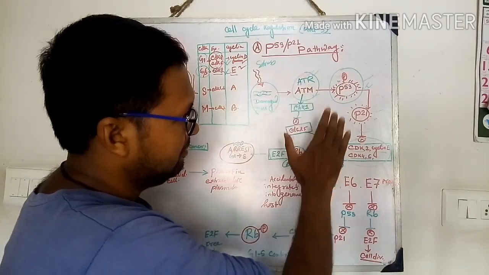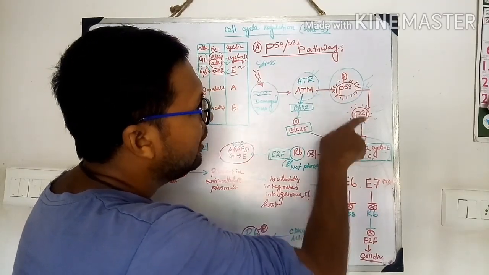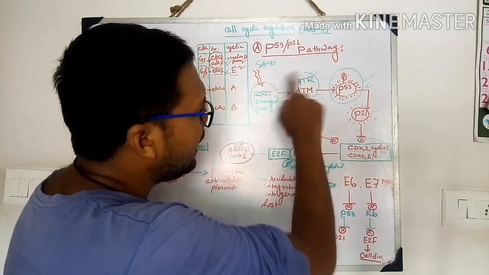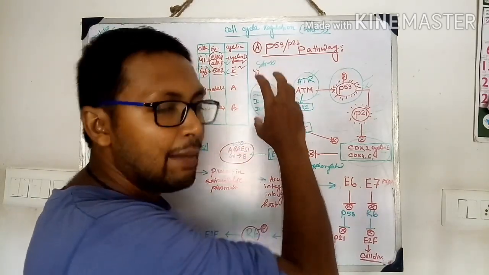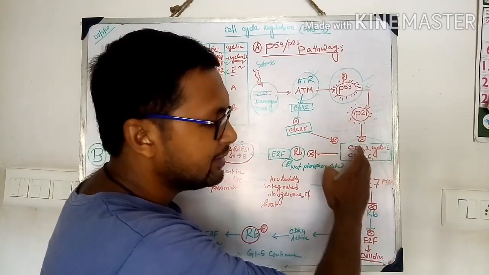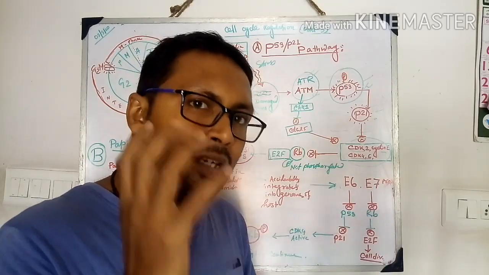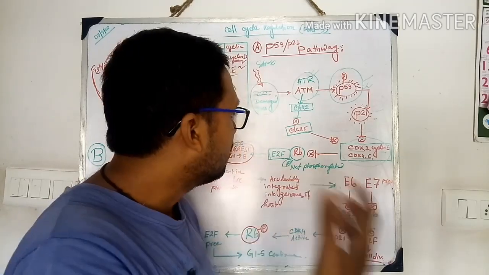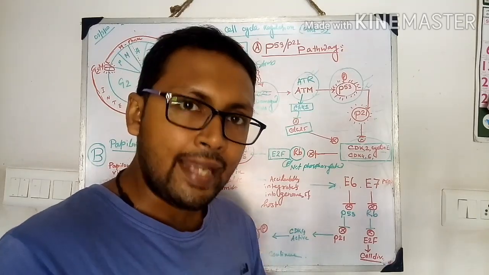If any gene in this pathway is mutated, that is P53 or ATM or ATR, then what will happen? If they are mutated, they will not be able to sense the DNA damage. Then DNA remains in a damaged condition inside the cell, and no signal is transferred to the CDK2 cyclin. CDK2 cyclin will continuously divide the cell with damaged DNA. In that condition, the cell cycle will progress continuously with defective DNA, and the cell will be cancerous.